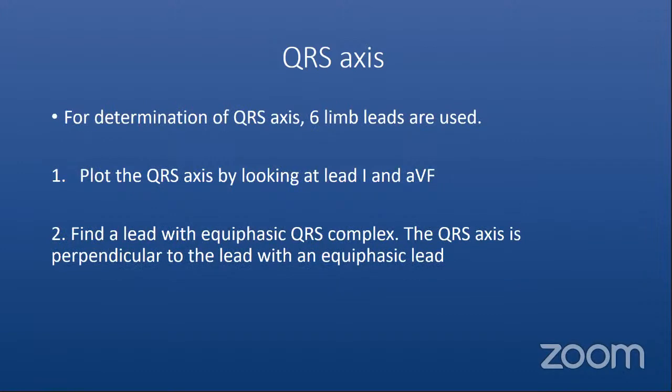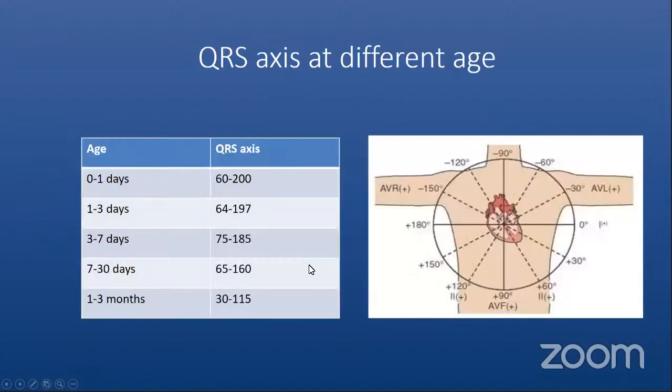For determination of QRS axis, we use 6 limb leads. Basically, this is a repetition of what I have mentioned before. People find a lead with the equiphasic QRS complex, and the QRS axis is perpendicular to that lead. To be honest, that sometimes becomes difficult to remember. A simple way is just to look at which lead has the highest amplitude. So that exactly is the axis.